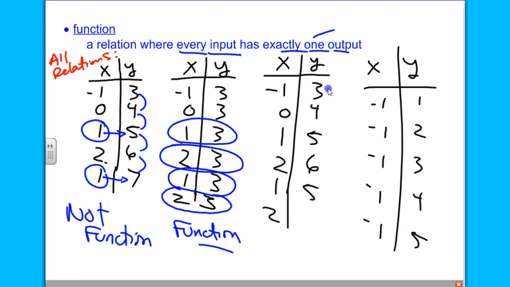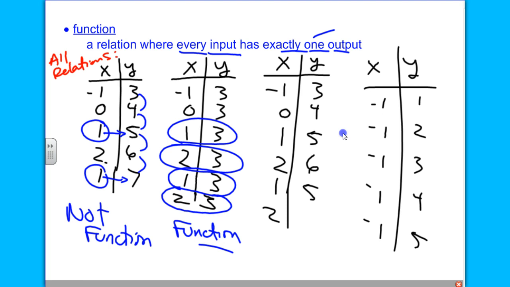Okay, the third one. Now that we've done these, what do you think about the third one? Who thinks it's a function? Who thinks it's not a function? Who thinks it's a function? Who thinks it's not a function? So we have about half a class think it is, and the other half are looking confused.